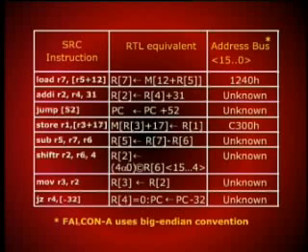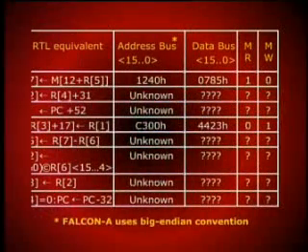Similarly, for the second instruction, add immediate R2 R4 31. RTL equivalent: R4 plus 31 placed in the destination register R2. Notice, in this case, only the registers are involved. The external bus is not activated. So it is irrelevant, and we have indicated question marks or unknown. In this case, the read and write signals both are 0. That means these are deactivated, and as a result, it is immaterial what is available on address and data bus.